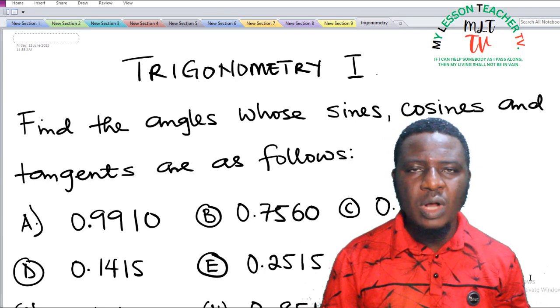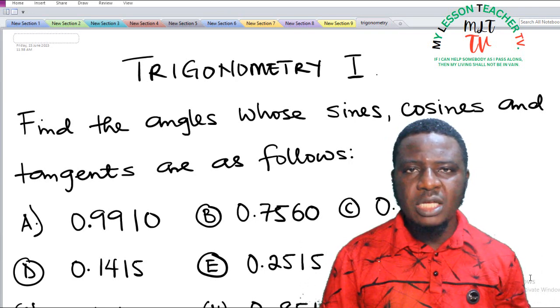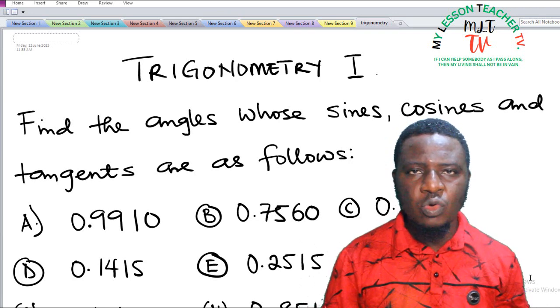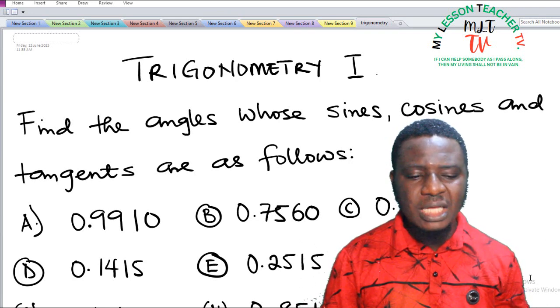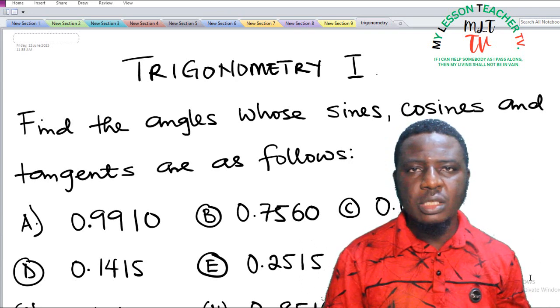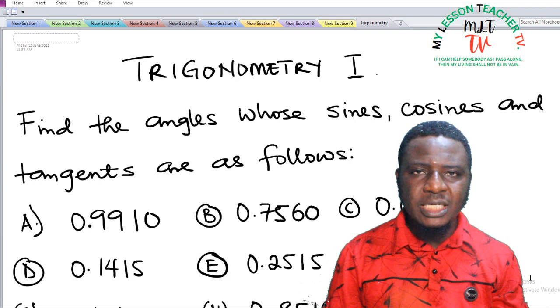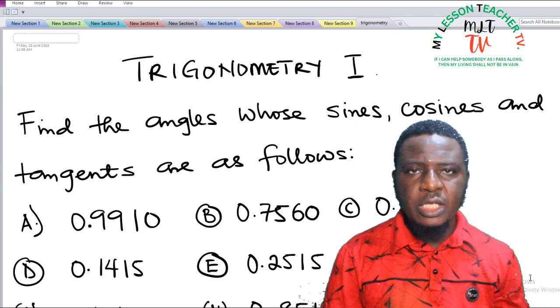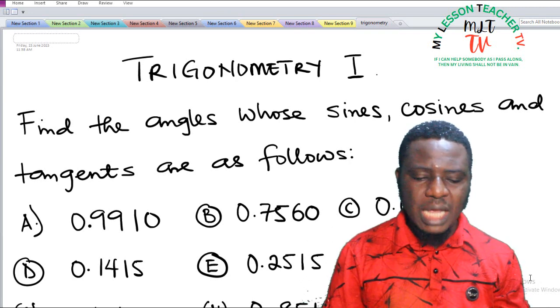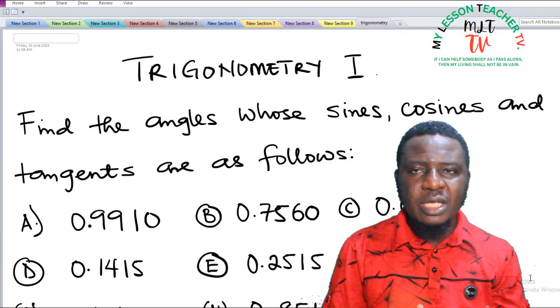We also went ahead to look at complementary angles, where I said two angles are said to be complementary if their sum gives you 90 degrees. Also, at the last class, we were able to see how we can use the trig tables in getting the sine, the cosine, and the tangent of angles. In today's class, we shall also look at how to get those angles when the trig ratios are given.